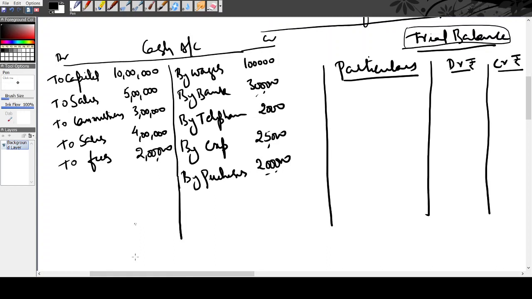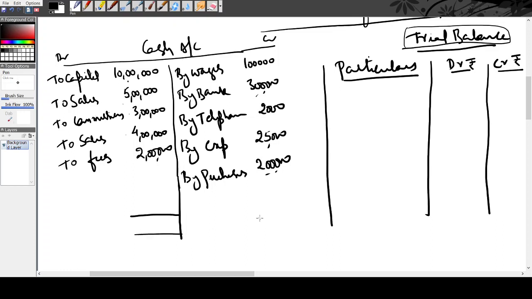Now if you see the cash account, it has some journal entries already appearing in it. Entries have been posted to the cash account. On the debit side we have 10 lakh, 5 lakh, 3 lakh, 4 lakh and 2 lakhs. And similarly some entries have been posted on the credit side. So how do we balance this account? Now I want to know what my cash balance is. How do I do that?